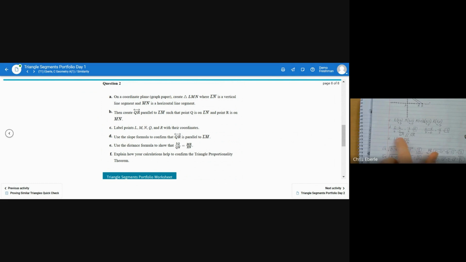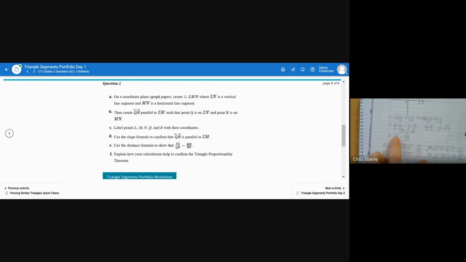And I was very intentional and very clear about which one. This is LM, this is QR, and notice that these two slopes are the same. So they're both -1, which is what they should be. They should match up. They don't necessarily have to be -1. It could be whatever slopes you used, but they should be the same.